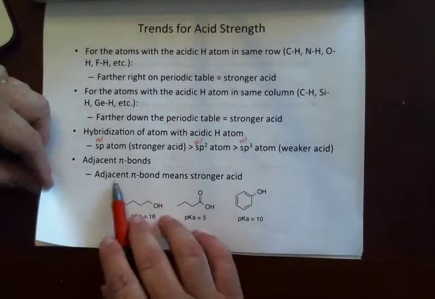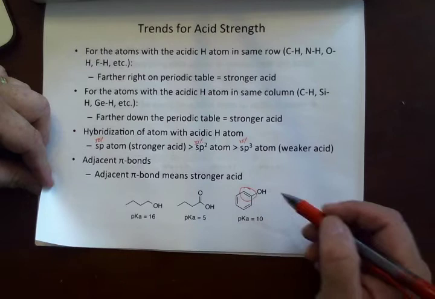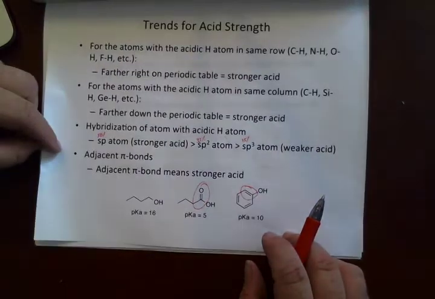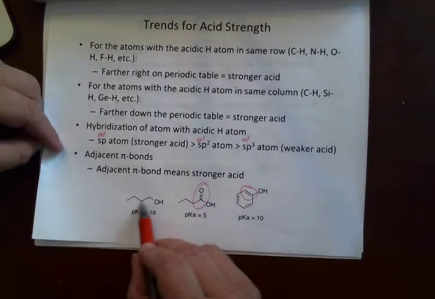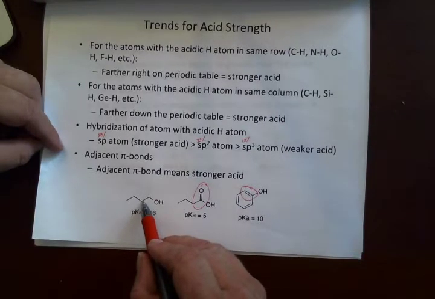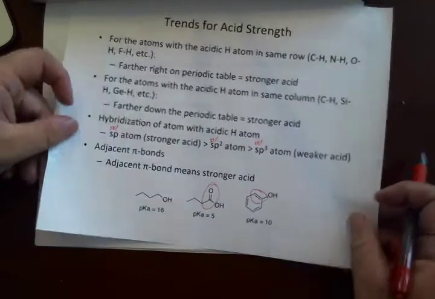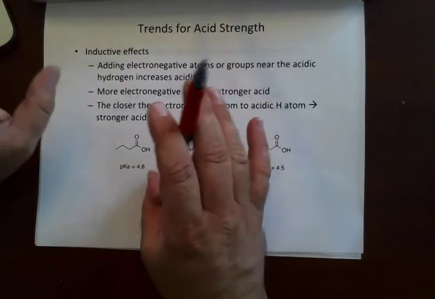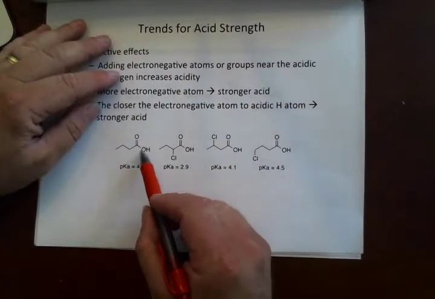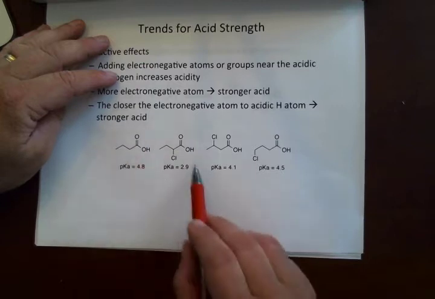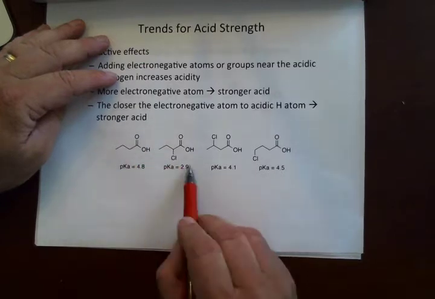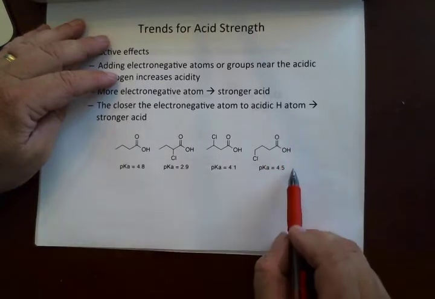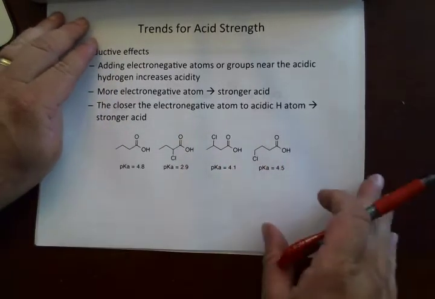If you have any adjacent pi bonds, it doesn't matter if it's a carbon-carbon double bond or a carbon-oxygen double bond, it's going to be more acidic, compared to a regular alcohol that has just a single bond next to it. The other thing is inductive effects, where you're just dealing with electronegativity. Here you have the regular carboxylic acid, but if you add a chlorine right next to it, it becomes much more acidic. Now, if you move that chlorine away, the inductive effect goes away.